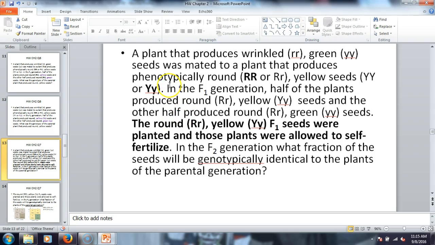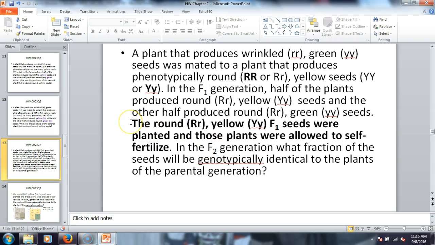So, oh, here, this is why I messed up. Here we are, right here. In the F1 generation, half of the plants produce this. So these are, we figured out, R little r and Y little y seeds, and the other half produce this. The round yellow ones were planted, and those plants were allowed to self-fertilize. In the F2 generation, what fraction of the seeds are genotypically identical to the plants of the parent generation? So that's way back up here.